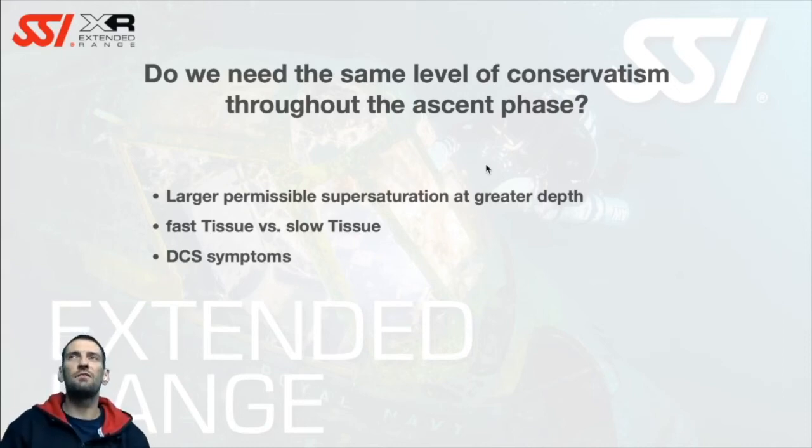What does it mean that the fast tissues are the leading tissues? It means that if you do something not exactly correct, if you get decompression sickness at the bottom part of the dive or during the deep part of your decompression, most likely that will be decompression sickness created or caused by fast tissues. And now, what is fast tissue?